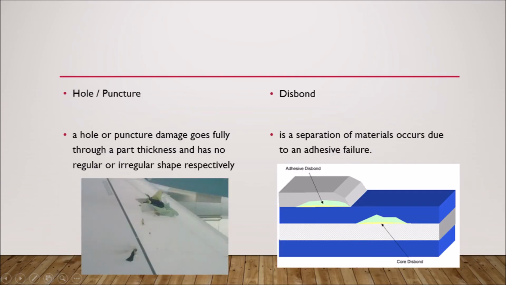Puncture. It's a hole or puncture damage that goes fully through a part's thickness and has a regular or irregular shape. Disbond is a separation of materials occurring due to an adhesive failure, while delamination is when the separation of plies occurs in a multi-laminate material.